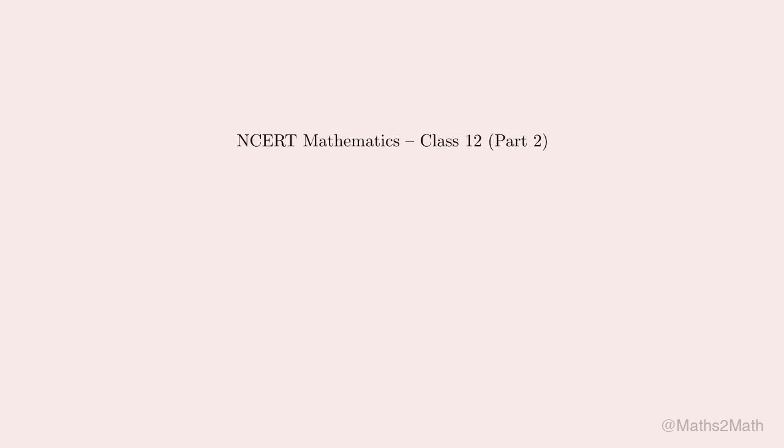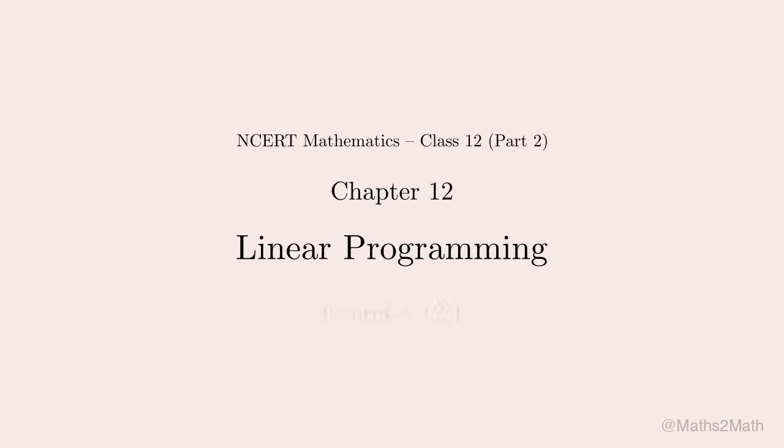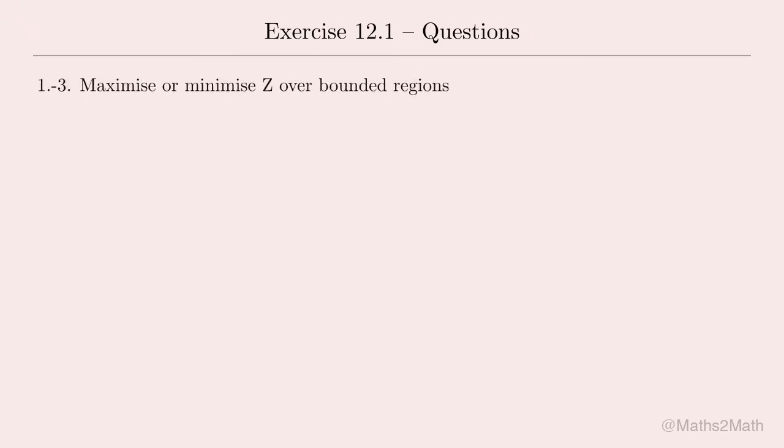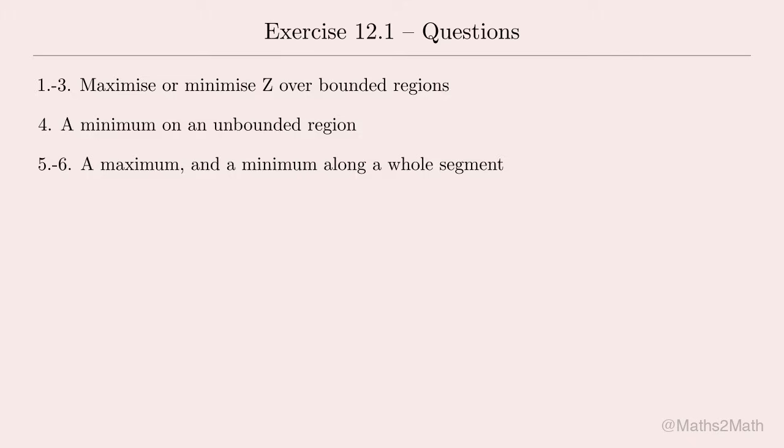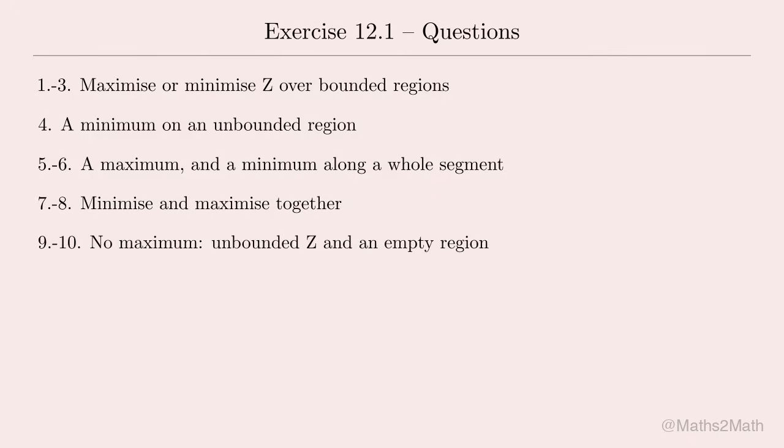In this video, we are solving every question of exercise 12.1 from Chapter 12, Linear Programming, in the NCERT Mathematics textbook for Class 12, Part 2. Exercise 12.1 has 10 linear programming problems, all solved graphically by the corner point method. Maximizations, minimizations, optima along whole segments, and 2 cases where no optimum exists. Here is the list.